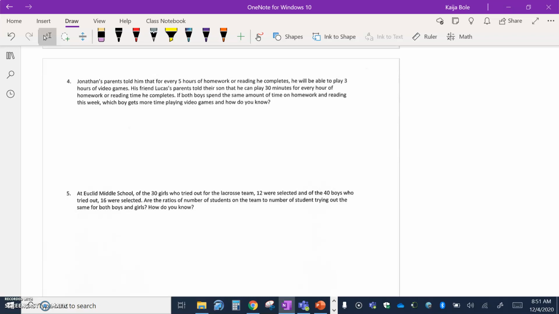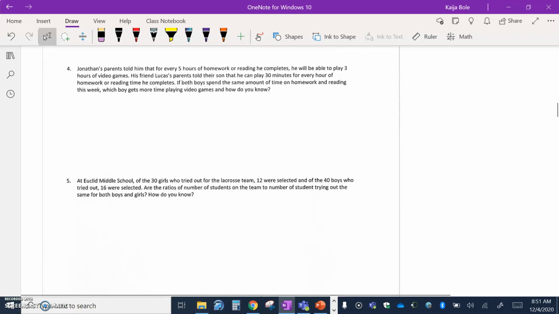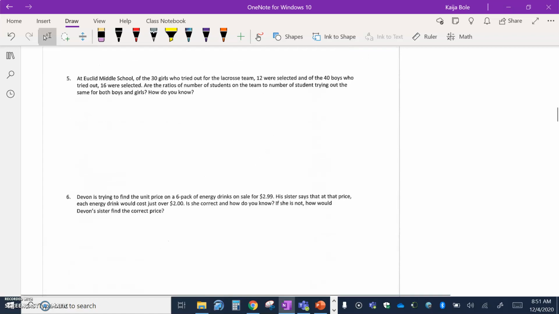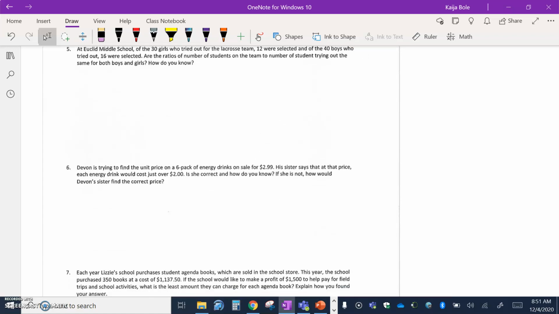Number 4 is about homework. 5 is about girls who make the team and people who try out for a team who don't. 6, Devin is trying to find the unit price for a 6-pack of energy drinks on sale for $2.99. His sister says that at that price, each energy drink would cost just over $2. Is she correct? And how do you know?